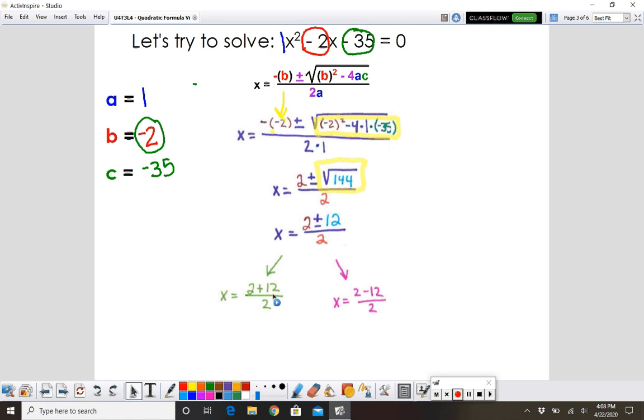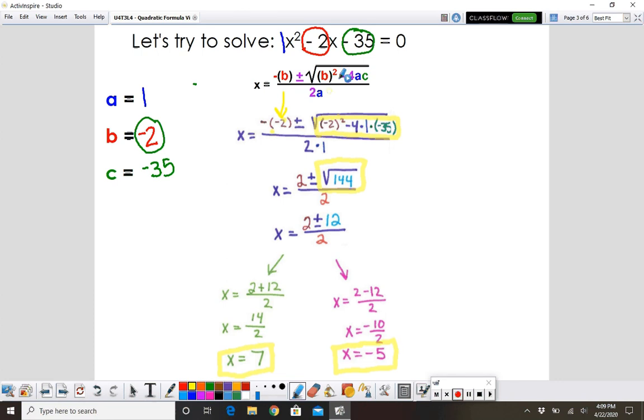So 2 plus 12 is going to give me 14, and 14 divided by 2 gives me 7. So one of my answers here is 7. Over here, we're going to do 2 minus 12. 2 minus 12 is negative 10, and negative 10 divided by 2 is negative 5. So using our quadratic formula, we found our 2 solutions could be positive 7 or negative 5.